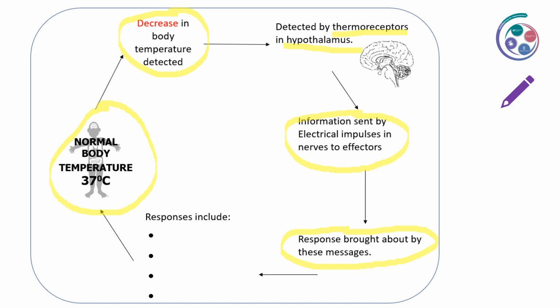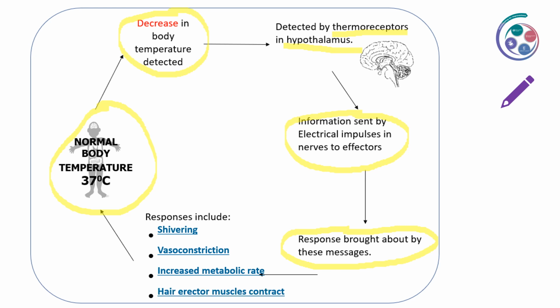So what are the responses then to a decrease in body temperature? So the first response is shivering, something you're probably very familiar with. The second one is vasoconstriction. Again, we will go on and elaborate on these on the next slide. The next one is increased metabolic rate, and the last one is hair erector muscles contracting. Again, you must be able to elaborate on these and you cannot simply just write them down. So let's look at how they return your body temperature to normal.